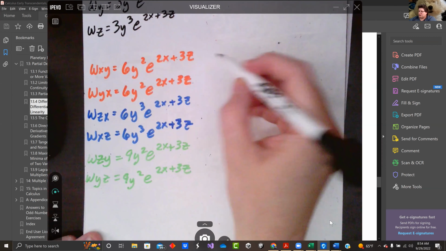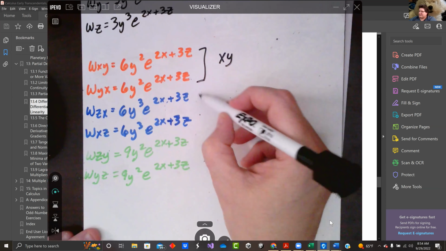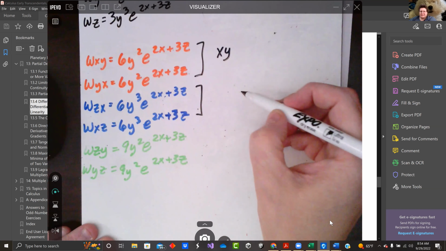Okay. Notice these two, because x and y were the two derivatives, these are the same. When I did the z and x derivatives, these two are the same.